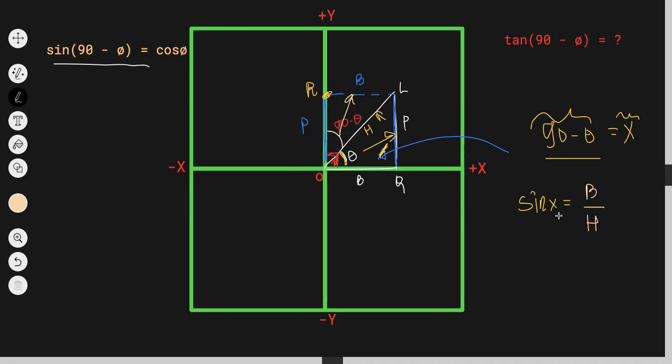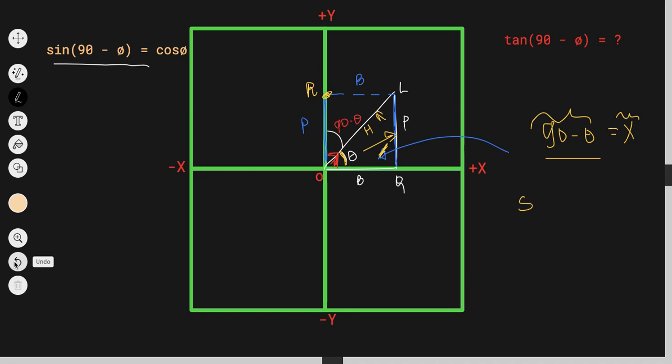So sine of 90 minus theta, or sine x, is B by H. Now what is B by H? B by H is nothing but cos of theta, correct? I hope you understand how I got this part. If you did not understand, let me clear it up with tan theta, so it will become much clearer.